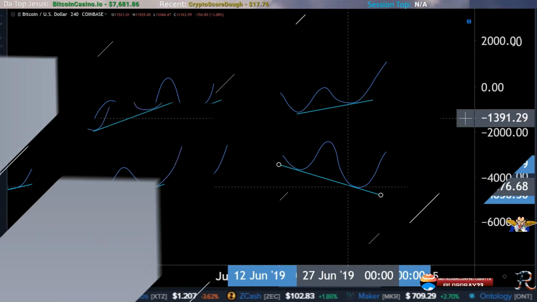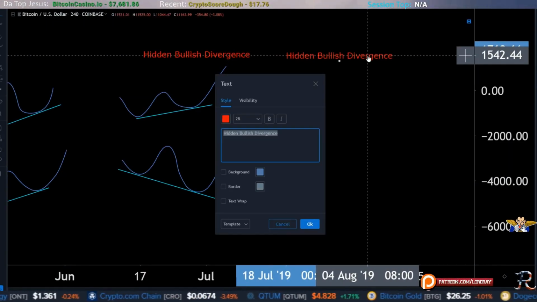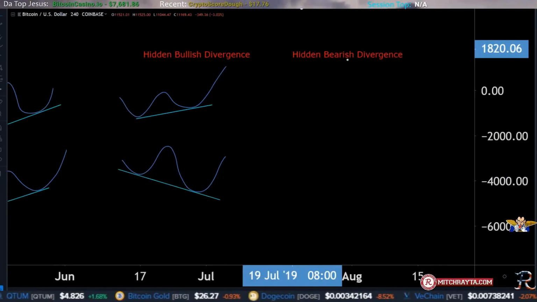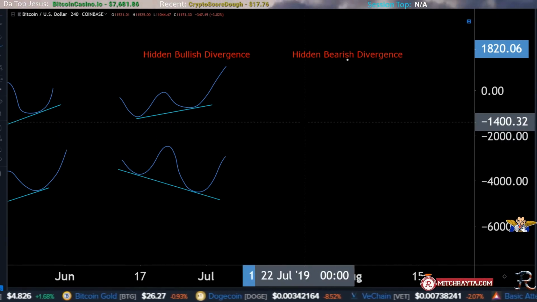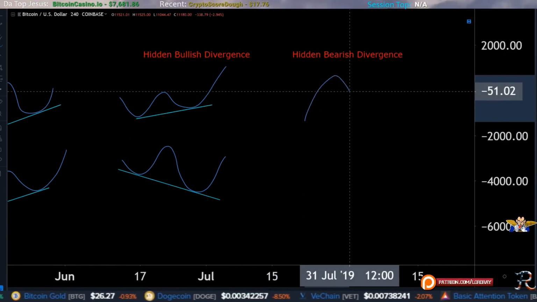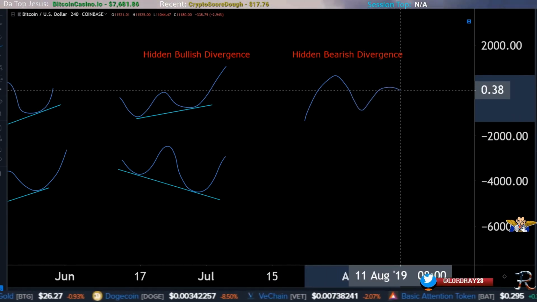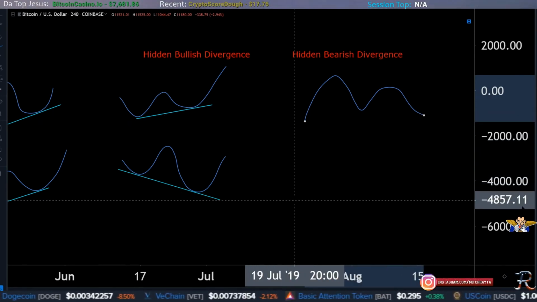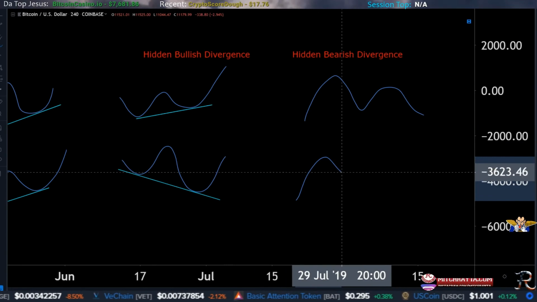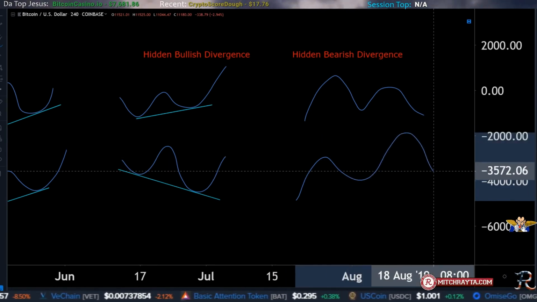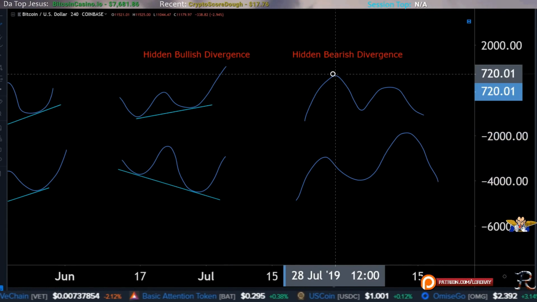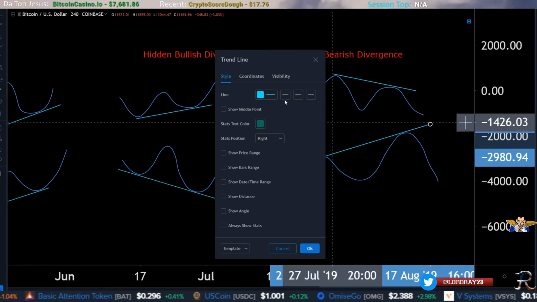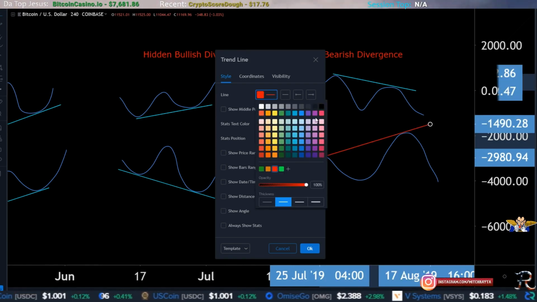All right, so it's hidden bullish divergence, and we're about to do hidden bearish divergence too. Hidden bearish divergence is a little different. It's where you make a high on price, then a lower high on price, and then on your oscillator you make a high and then a higher high. So this is hidden bearish divergence. To not confuse people, I'll make it red for dead.